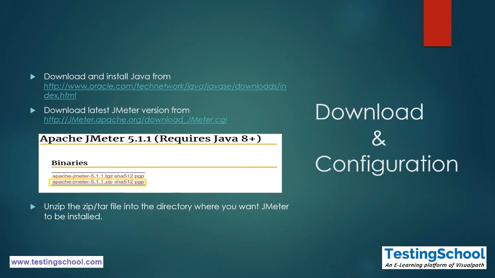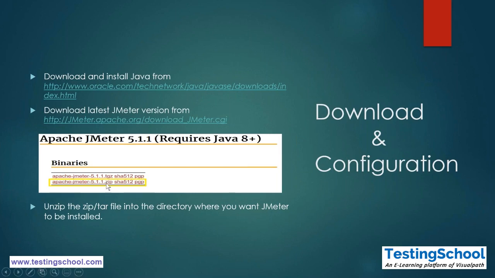So step one is download and install Java. On the screen you can see the Oracle website URL where you can go and download JDK as well as JRE. Coming to the JMeter version, we need to go to the Apache JMeter website, as mentioned in the second point, and download the binaries. As my PC is on the Windows platform, that's why I've shown the zipped folder.